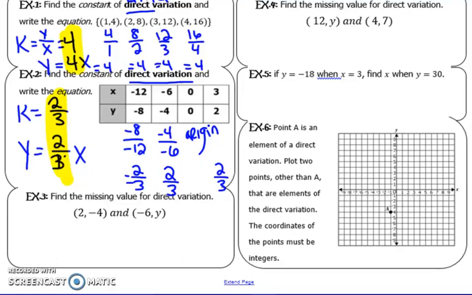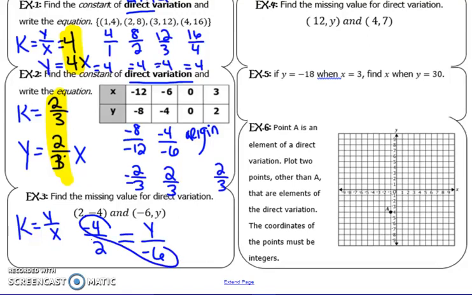Now, when we talk about finding the missing value, we always know that k is equal to y over x. So in this case, we're going to have negative 4 over 2, and in my second point, it is y over negative 6. If we think back to previous years, we've learned how to solve proportions when we have two fractions that equal each other, so set them equal to each other.